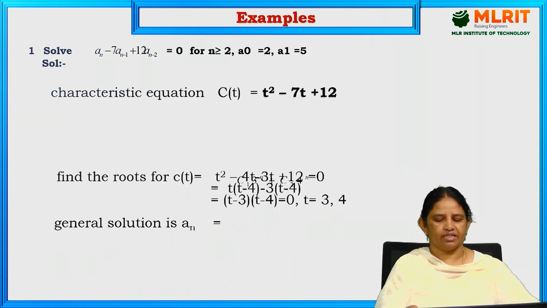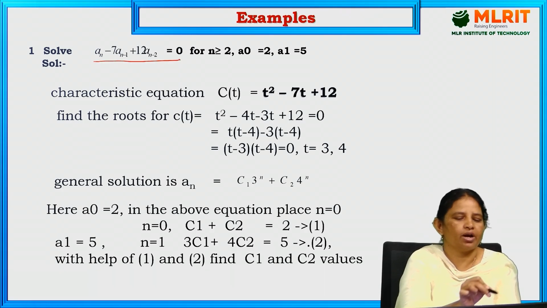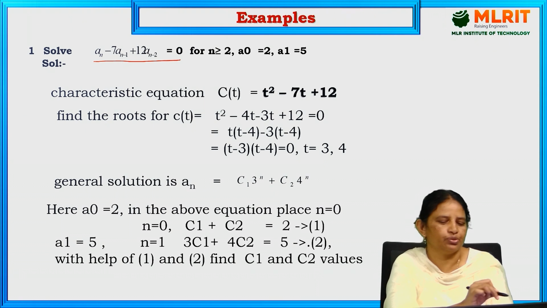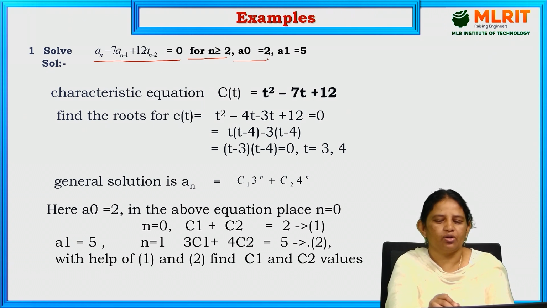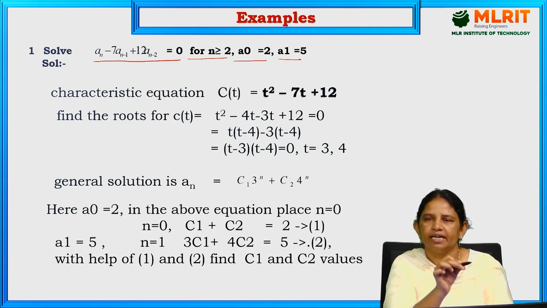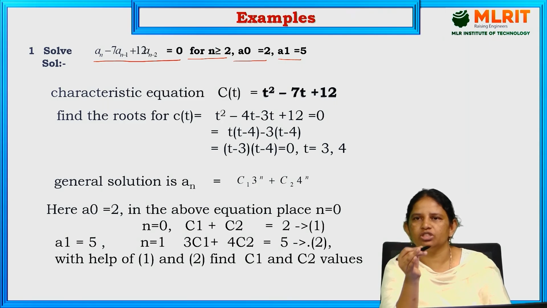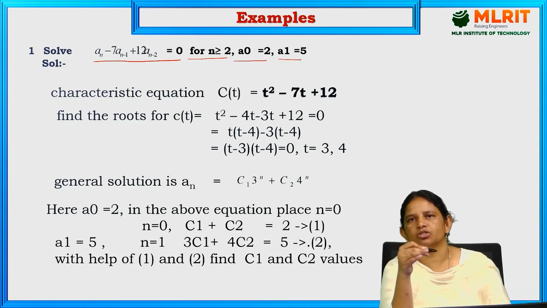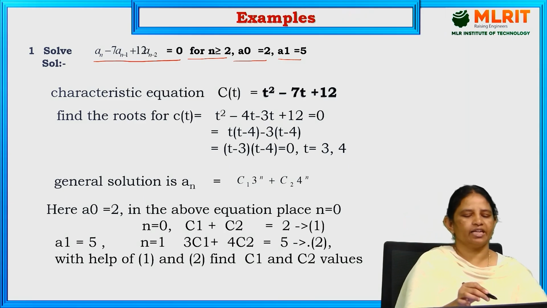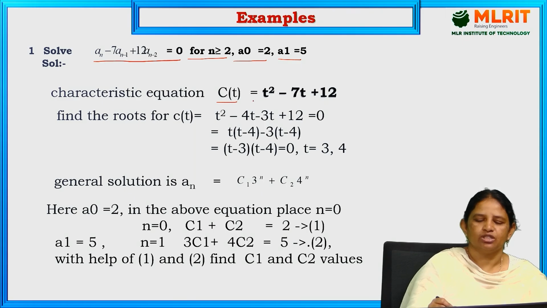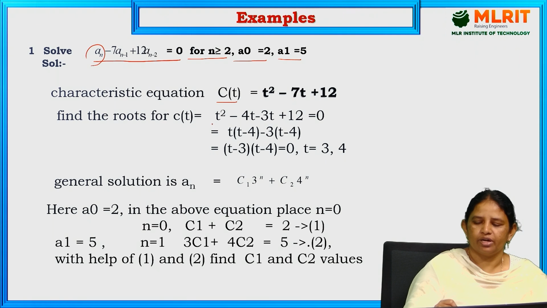So consider the first example. Solve the recurrence relation an minus 7an minus 1 plus 12an minus 2 equal to 0 for n greater than or equal to 2, where a naught equal to 2, a1 equal to 5. Here, first we need to find the characteristic equation, and after that we need to find the solution for the recurrence relation. In that solution we substitute the initial conditions to find the values of c1, c2.